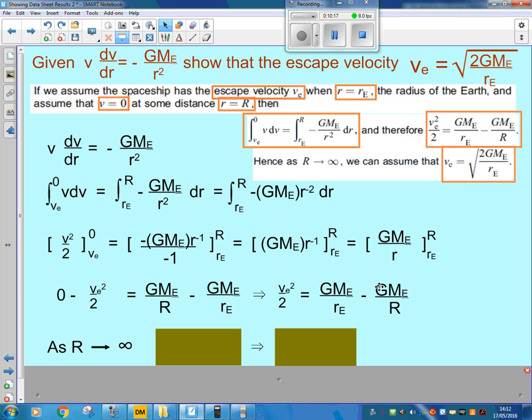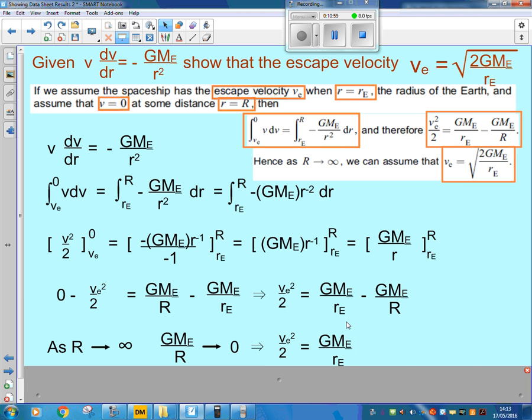Now, it doesn't matter what this number is here. If you divide by something which keeps getting bigger and bigger and bigger, eventually all of this part will disappear. You can take a big number in the millions, but if we divide it by something in the billions and then in the trillions, eventually this part will go to zero. So we can say that GME over the capital R, as R becomes bigger and bigger, gets smaller and smaller, eventually disappears. And that leaves us with VE squared over 2 is equal to GME over RE.